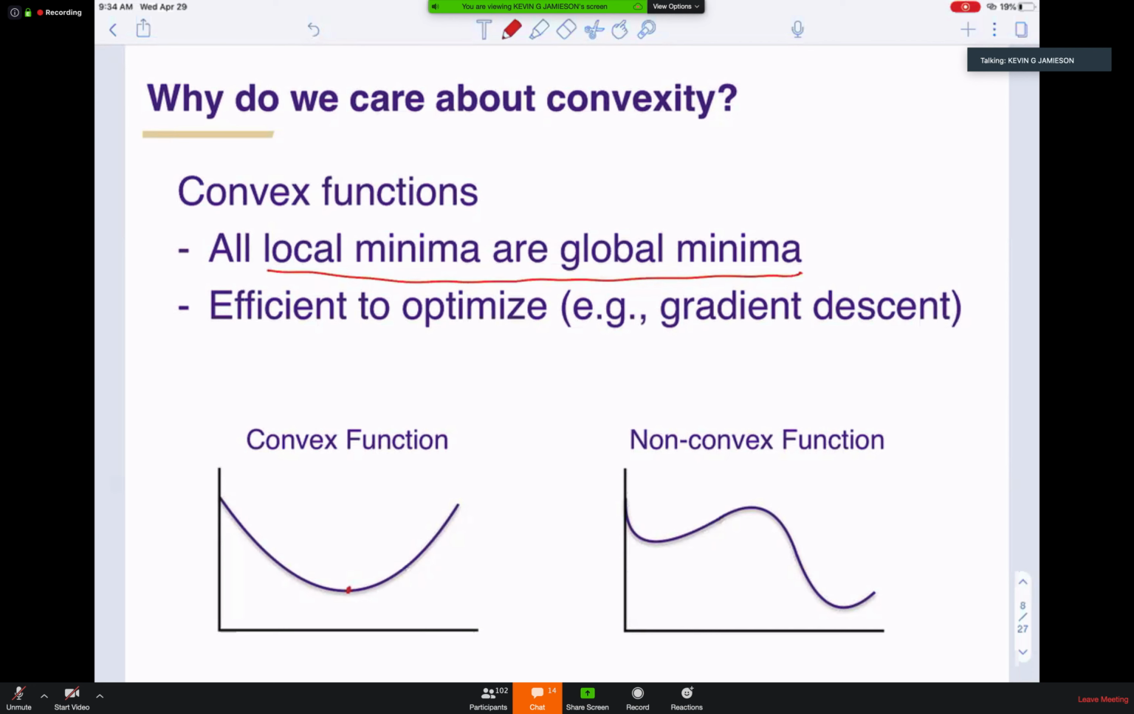For non-convex functions, that's not true. So these are local minima. But this is the global minimum. It is the only point that is the minimum of this function. And this property, and other properties of convexity, come in very handy when we come to building algorithms.